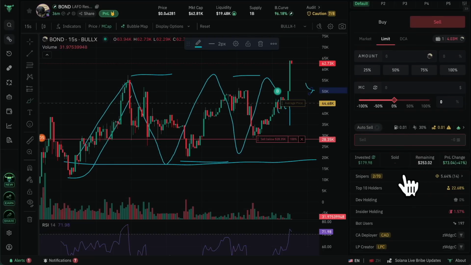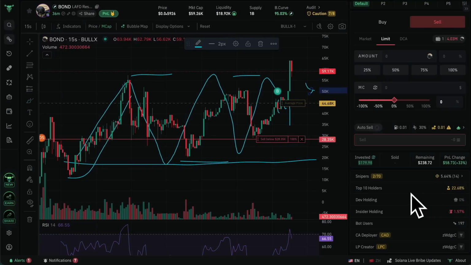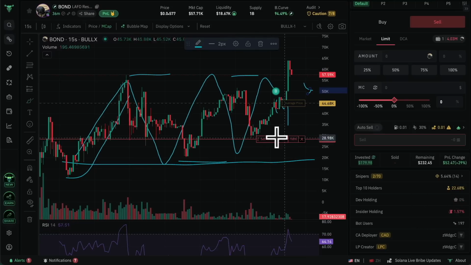Now with this particular one, I can see here how much I'm invested, which is basically one Solana, which at the moment, the value is about $180, something like that. And you've got all of the other info here, which I've shown you before. Top 10, insider holding, dev holding, stuff like that. So all of that's there.